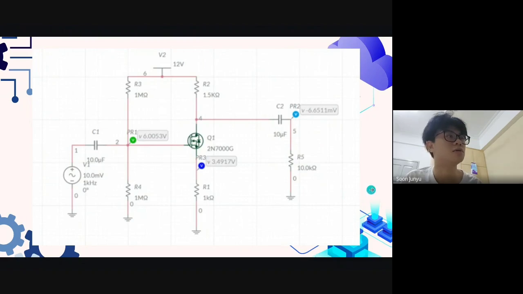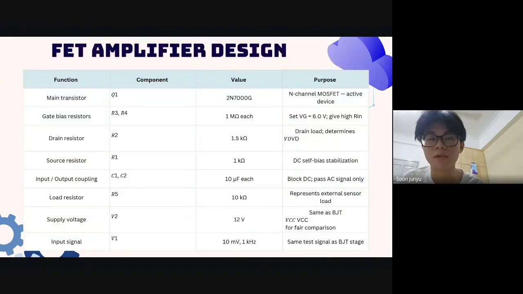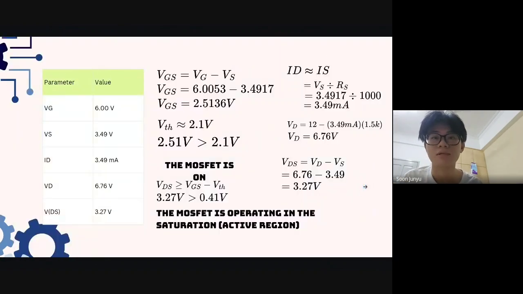Finally, C1 and C2 are coupling capacitors that block DC and allow only the AC signal to pass. So next, please. This is all the components that we use inside the circuit design, and you can see all the details. Okay, so the next. This is basically how we get the values from the circuit.